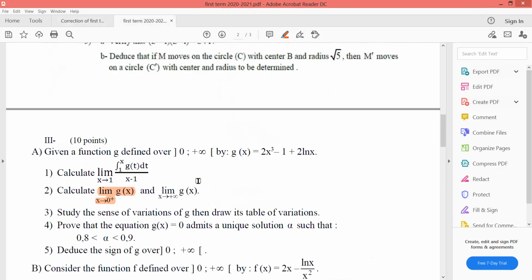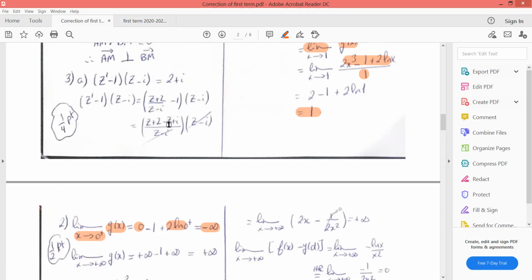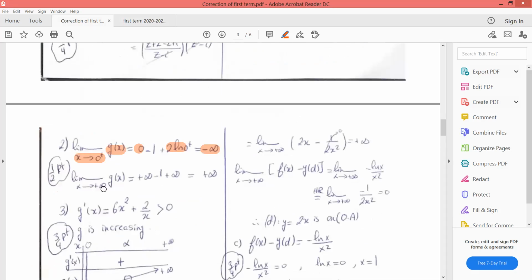Now the limit as x tends to plus infinity of g of x. As x tends to plus infinity, we replace x by infinity. Infinity cubed is plus infinity times 2 is plus infinity, and ln infinity is infinity. So infinity minus 1 plus infinity equals plus infinity.